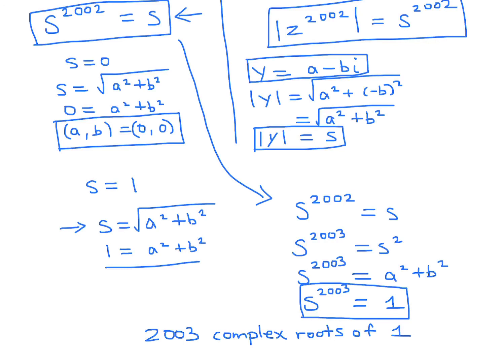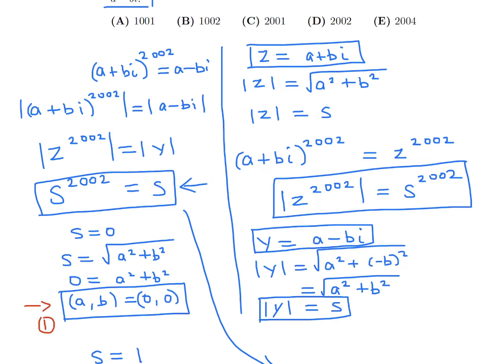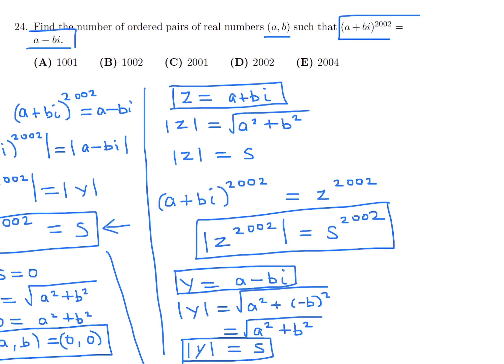So we had one solution up here, a, b is 0, 0, and then we're going to have an additional 2003 solutions, and those are represented as the 2003 complex roots of 1. So 1 here, 2003 there, so the total is 2004. So number 24, the answer is E.